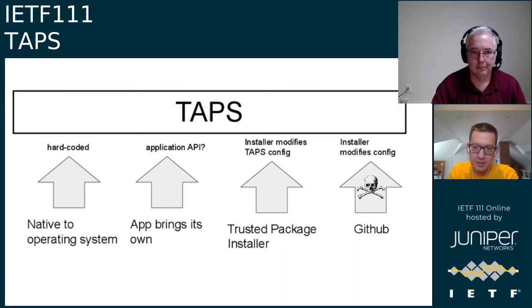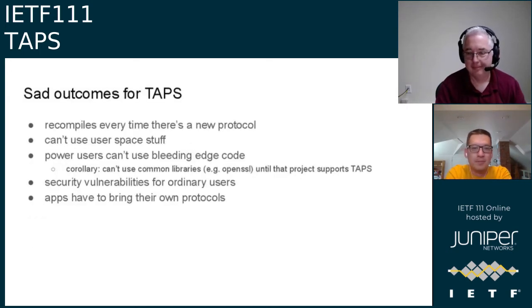And then the most exciting way is to just download protocols off of GitHub, and then install them and have TAPS run them, which is dangerous because they could hijack your entire network stack. So I would be sad if TAPS, when we concluded, didn't do a bunch of things, or had certain properties or lack thereof. If TAPS had to recompile every time there's a new protocol, that would be sad. If you couldn't use user space stuff, that would be sad, given that most TLS implementations are user space, QUIC is user space, et cetera.